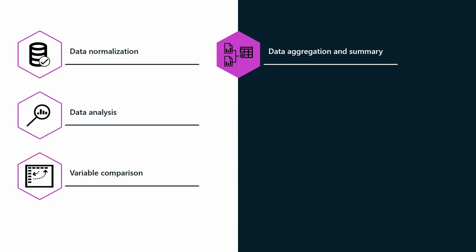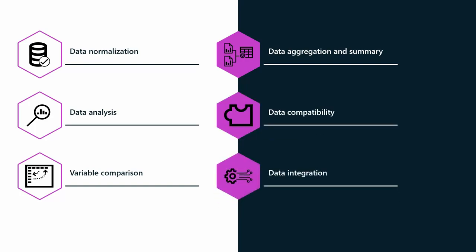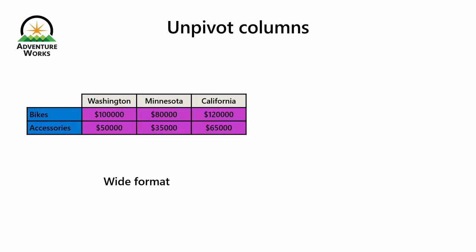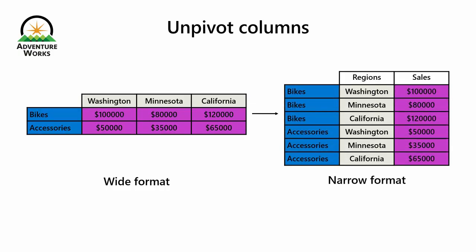Transforming data from a wide to a narrow structure can also enable data compatibility and integration with other systems or tools that require a narrow format. For example, in the case of the AdventureWorks sales analysis, you can perform the unpivot operation to convert the sales data, which is organized in a wide format with separate columns for each region, into a long format where the region-specific data is stacked vertically in a single column. This makes it easier to compare sales across different regions and gain a holistic view of the overall performance.